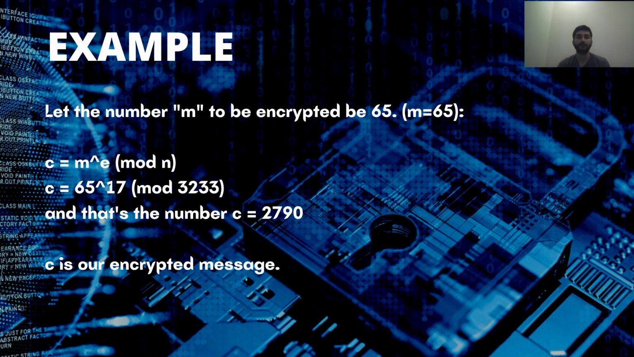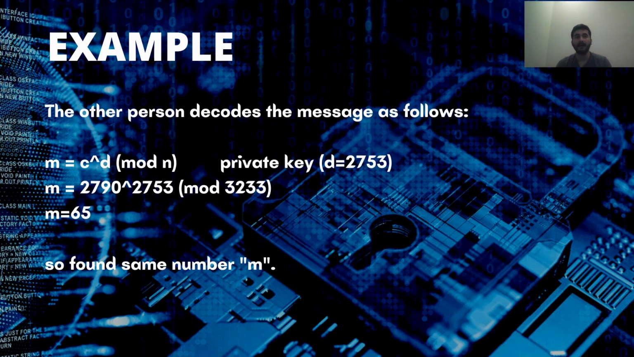Let the number M to be encrypted be 65. We encrypt it like this: C equals M power E mod N. So the number C equals 2790. And then when we send the message, the other person decrypts the message as follows: M equals C power D mod N. So M is 65. And yes, we have decrypted the encrypted message.